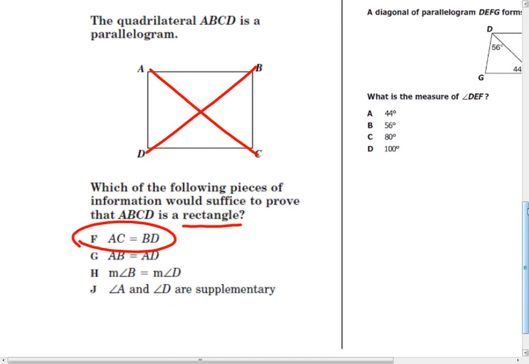The other ones might be true. AB is equal, let's see, AB, AD. Well, not necessarily true. Angle B and angle D, they could be equal, but it doesn't say anything about them being 90 degrees. And the last one, A and D being supplementary, that's true, but we don't know the specifics. We don't know if they're both 90 or one's 100 and one's 80. The first one is the only way to prove it.